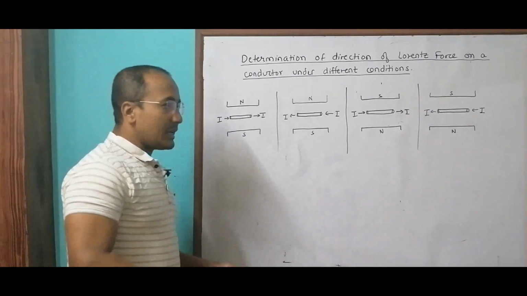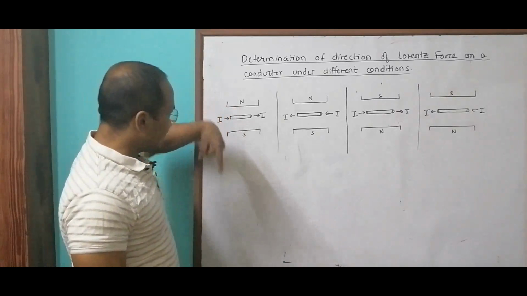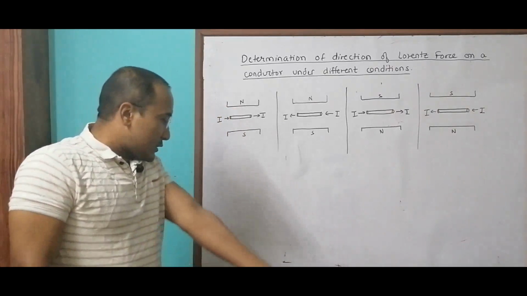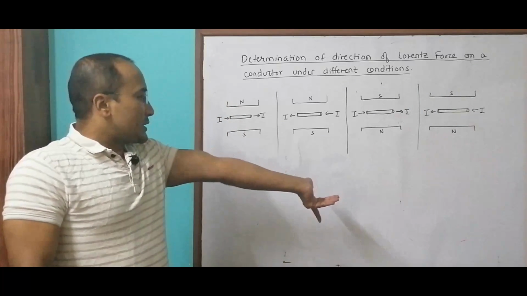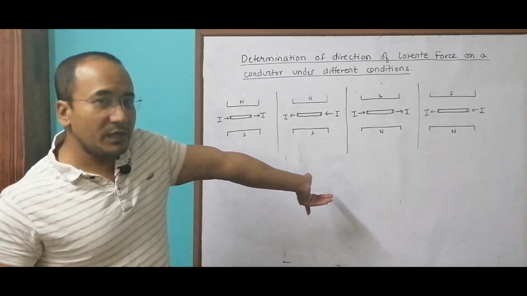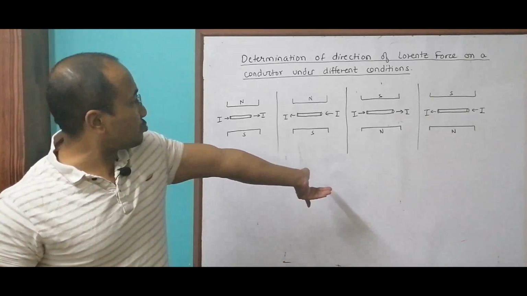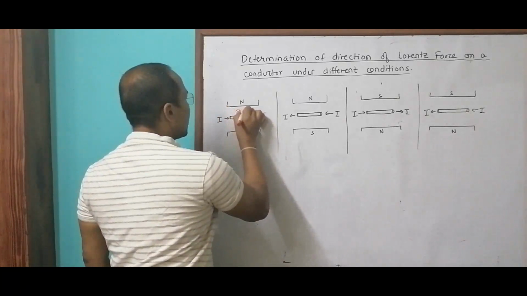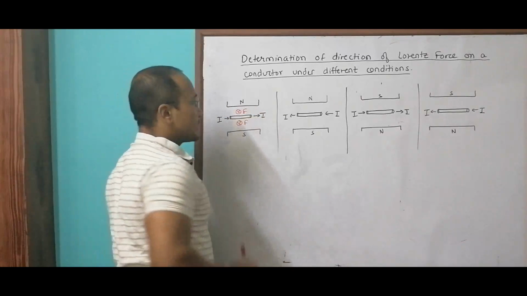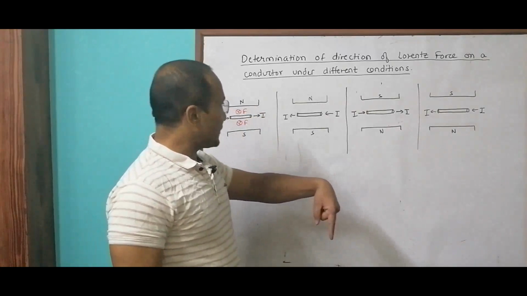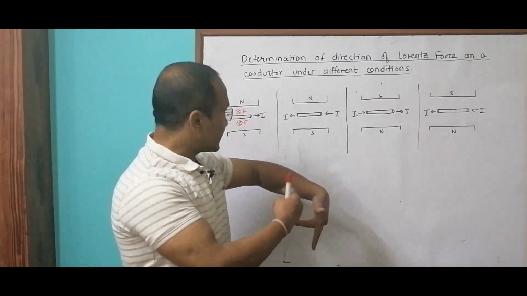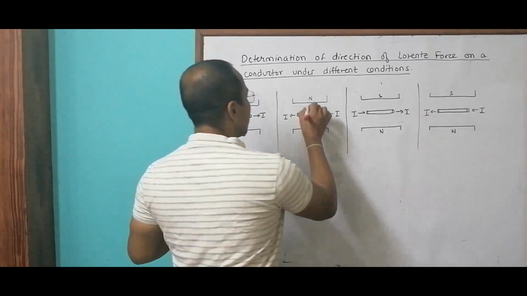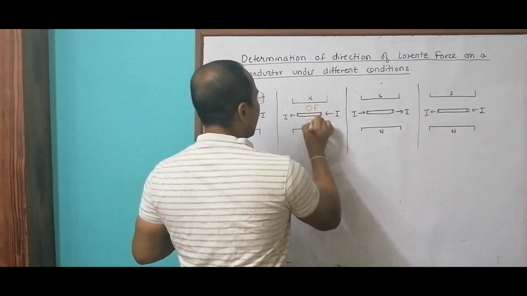So here NS is going downward, current going in this direction, so force will be towards the board. So the force should be like this. So in this case, NS, current in this direction, and force like this. So force is towards you, towards the camera. So this gives us the force like this.